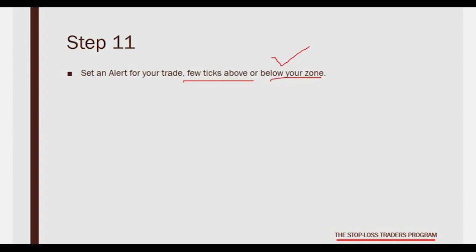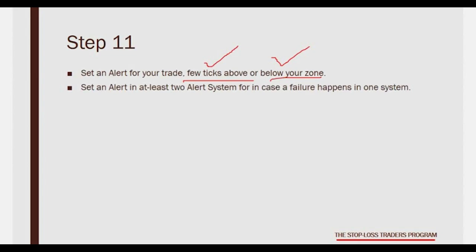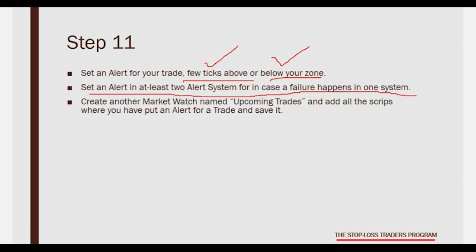Okay. So what is the next step? Now you have the trade, right? You know where you are going to take the trade, your entry, your stop, your target, everything is ready, right? So now what you are going to do, you are going to put an alert for your trade a few ticks above or below the zone, as the case may be. If it is a supply, the alert will be put below the zone. If it is a demand, you can put some ticks above, some rupees above your demand zone, right? So this alert will be there.